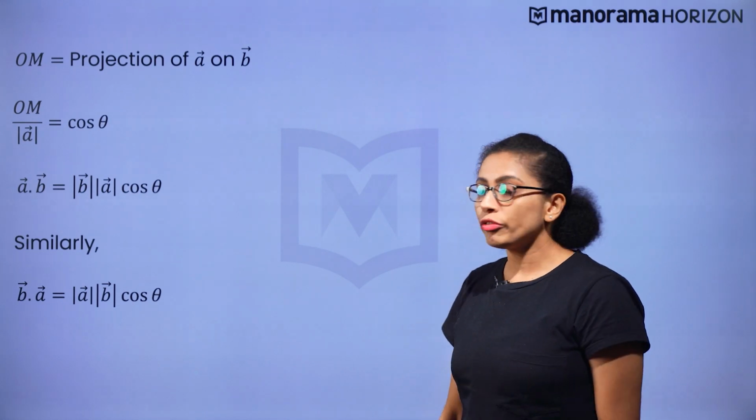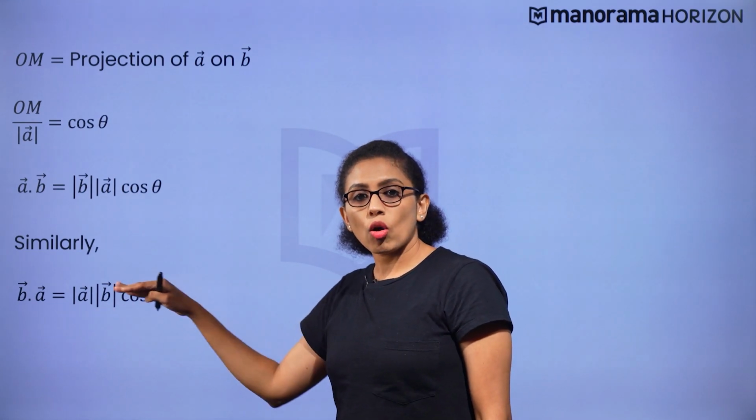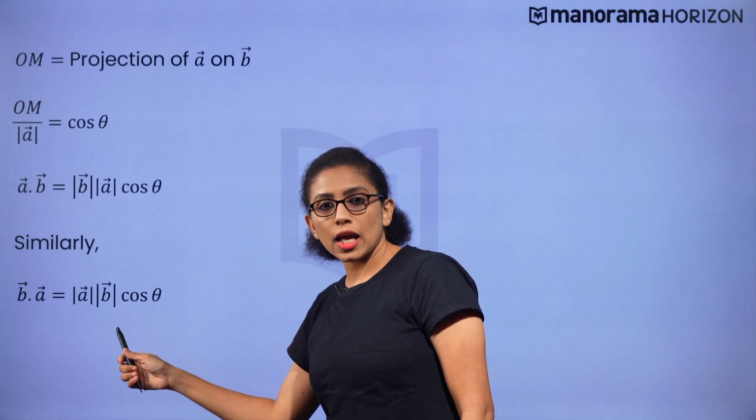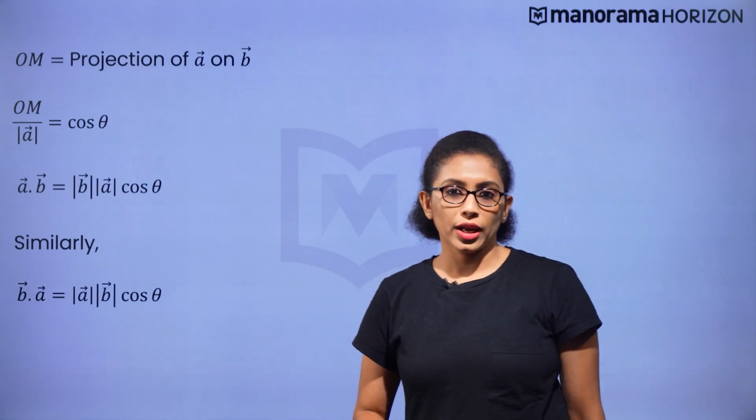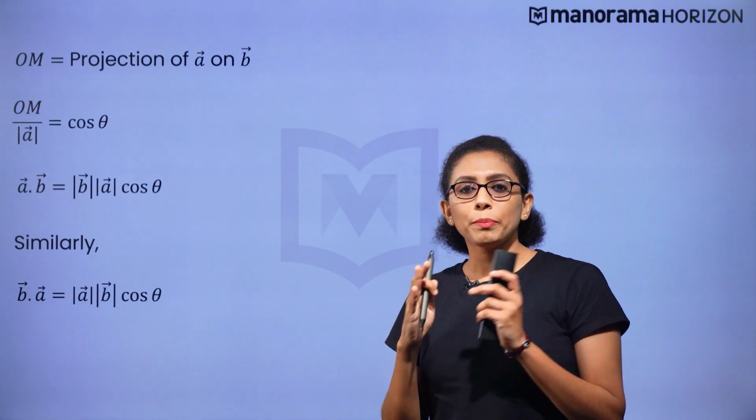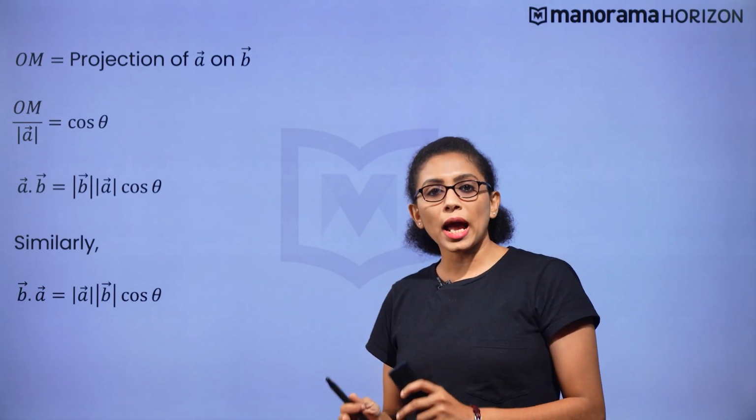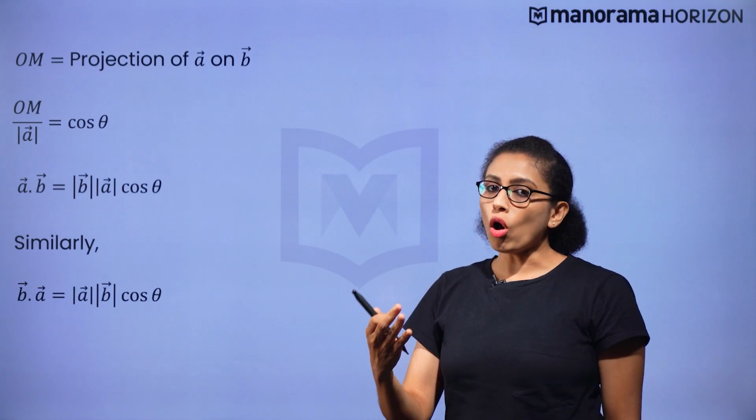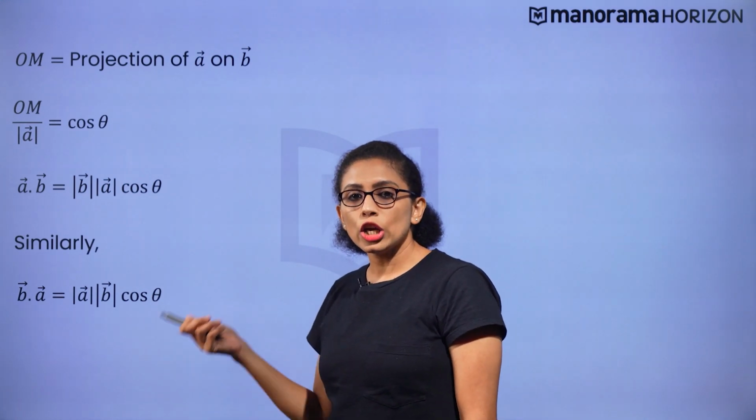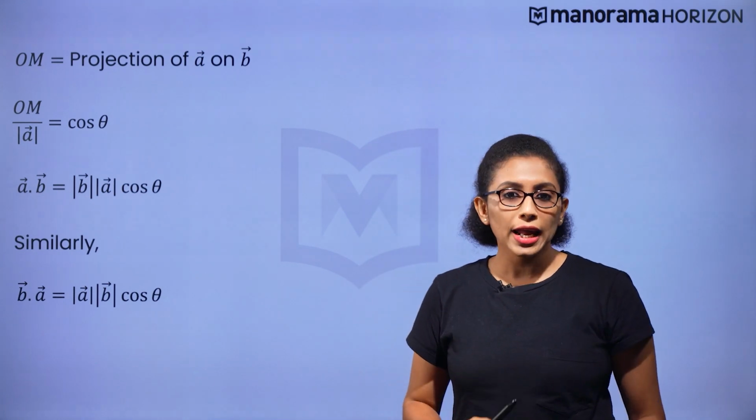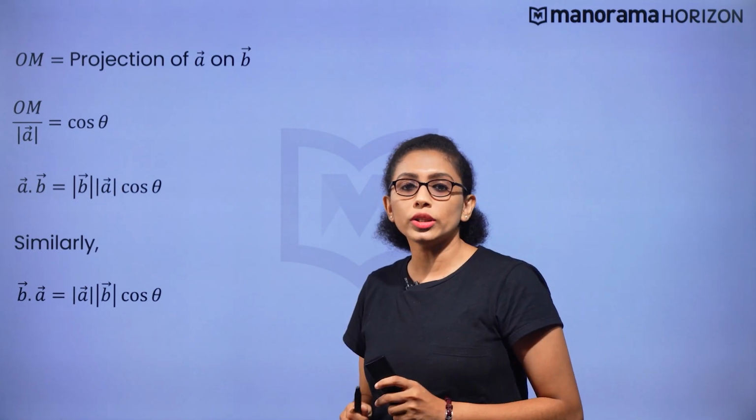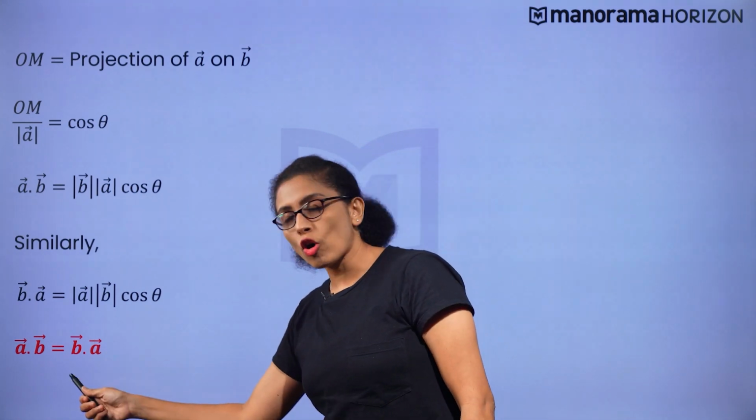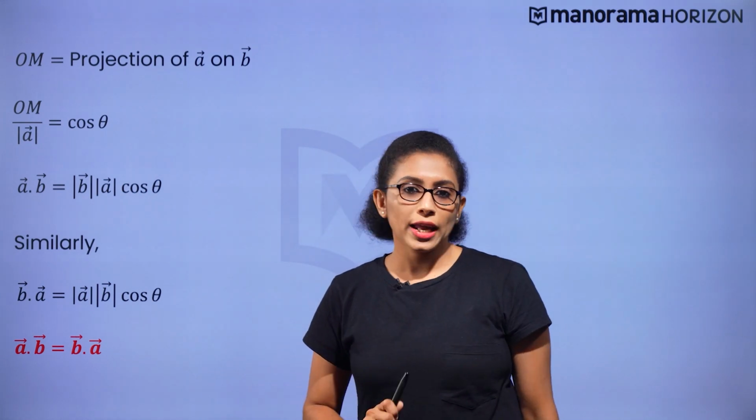Similarly, the dot product of vectors B and A can also be obtained by multiplying the magnitude of vector A and the scalar component of vector B along vector A. The dot product of vectors A and B can be obtained by either multiplying the projection of vector A on vector B by the magnitude of vector B, or by multiplying the projection of vector B on vector A by the magnitude of vector A. And this fact helps us to conclude that the dot product of two vectors is commutative. That is, A dot B is equal to B dot A.